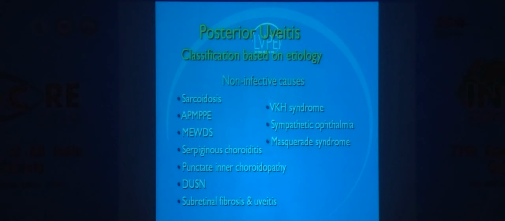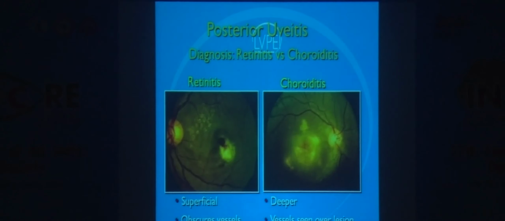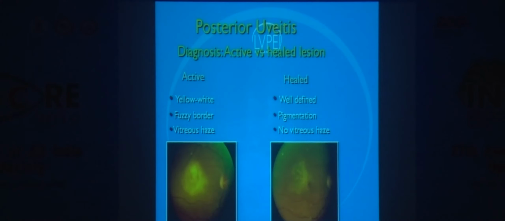Now, before we move on to some cases, I would just like to elucidate how these lesions differ or how they can present. If you see a superficial lesion which is usually obscuring the blood vessels, usually these are retinitis lesions, whereas choroiditis is a deeper lesion and sometimes you can trace a blood vessel over the lesion. Similarly, active lesions usually will have ill-defined fuzzy borders and may have some vitreous haze, whereas when lesions start responding, when they start getting treated, they become more well-defined. There are some pigmentary changes which occur and the vitreous haze will regress.